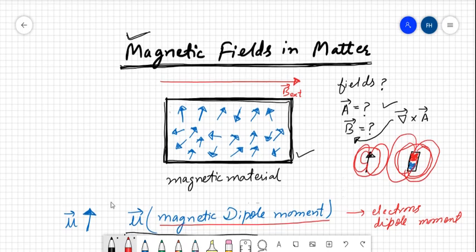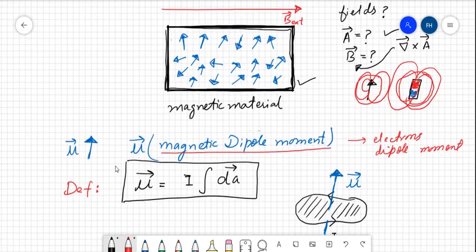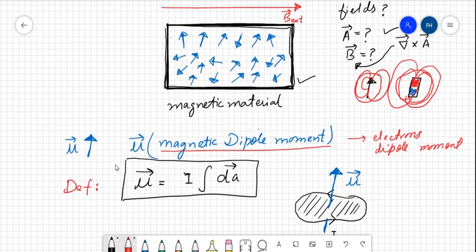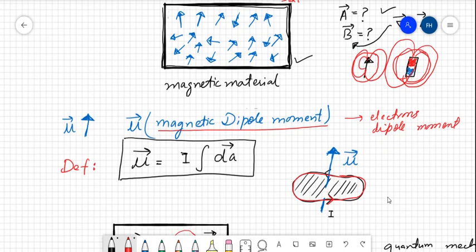Classically we know the definition of the dipole moment. Suppose we have a current loop through which current I is flowing. Then we can define the magnetic dipole moment. It's just I multiplied by the integral of dA, the small area elements. If we have a planar loop, then the magnetic dipole moment will be simply the current times the area of this loop.